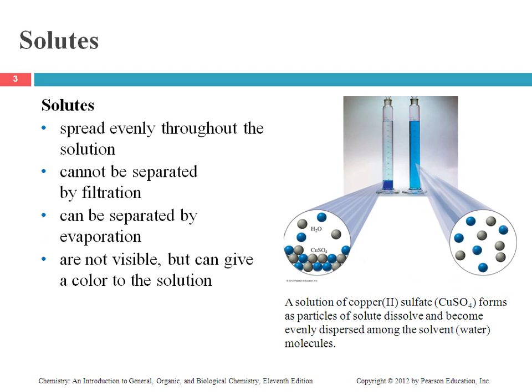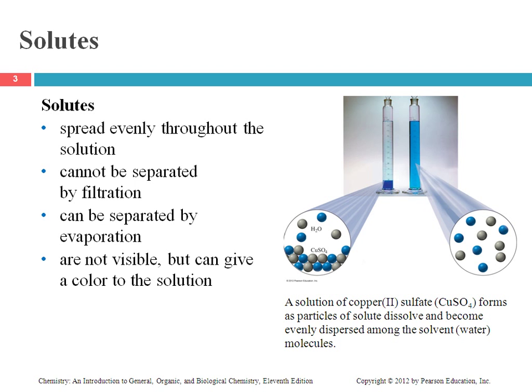Okay, so solutes will spread evenly through the solution. These are not distinguishable parts, so they cannot just be separated by filtering. You couldn't just pour it over filter paper and have the distinguishable parts sit on top to be separated that way. However, you can separate the solute by evaporation. So thinking back to our salt water, we could put that salt water on a hot plate and boil the water off, and then in our flask we'd be left with the salt. So by evaporation you can pull out your solute.